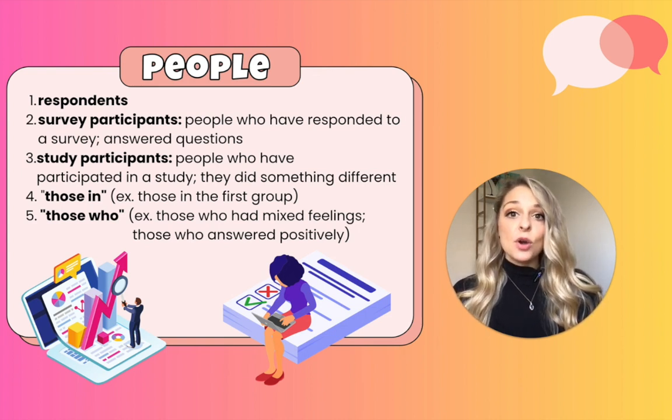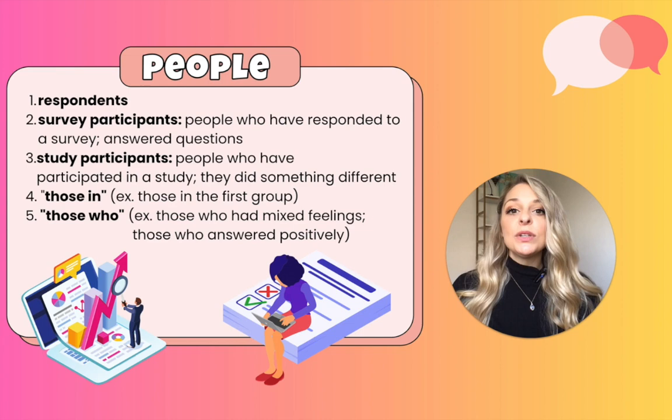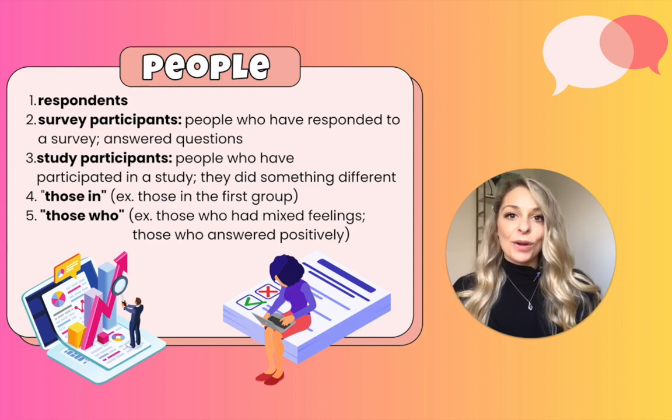Then numbers 4 and 5 both use the word those. We have those in, for example, those in the first group, or those who. For example, those who had mixed feelings, or those who answered positively. So both in numbers 4 and 5, we are using the word those to refer back to the people who participated in the study or the survey.